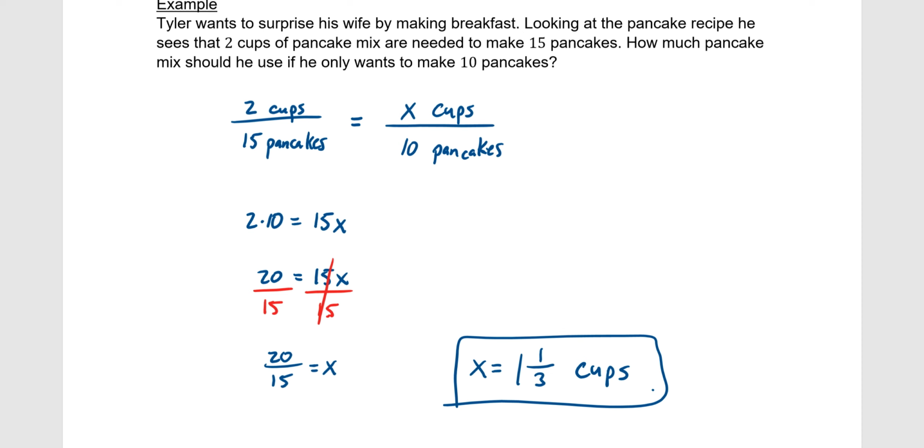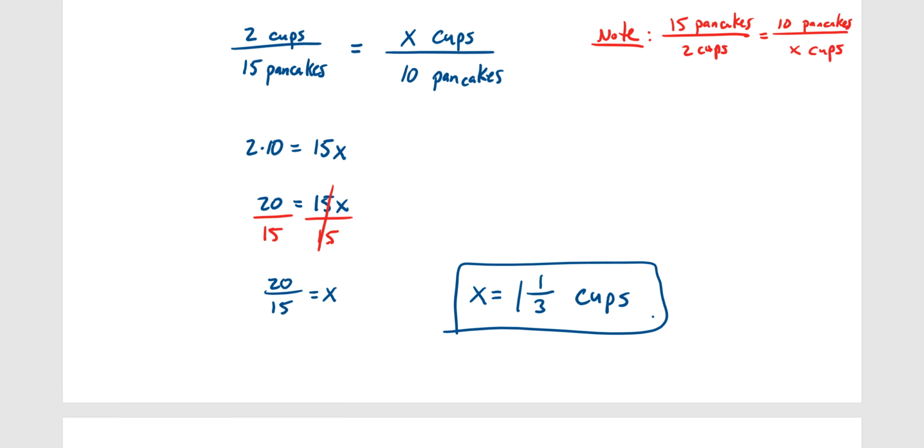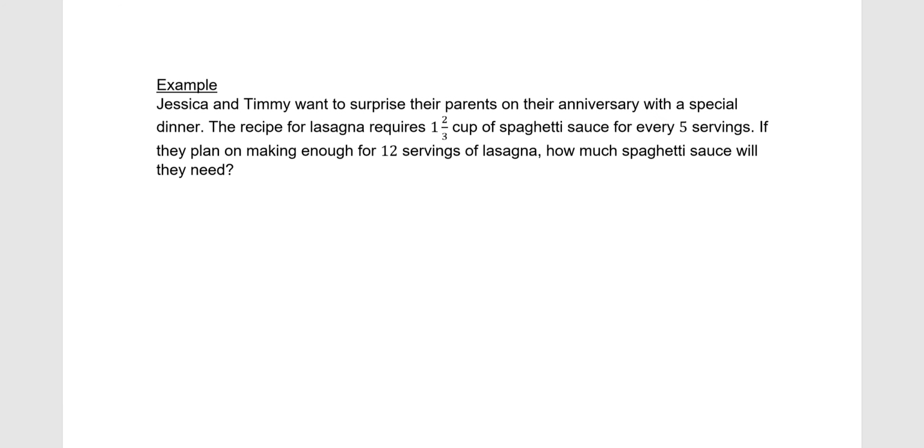So just a little note here, and this goes for the first example that we did as well. What we could have done is we could have flipped this and did 15 pancakes over 2 cups. So notice that it's flipped, but we would also have to flip it on the other side and say 10 pancakes over x cups. So we could have done it that way. Also, it doesn't matter. You just have to make sure the units are the same on both sides. Okay, let's do one more here.